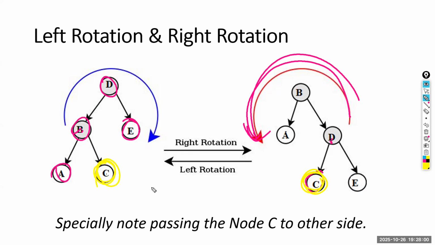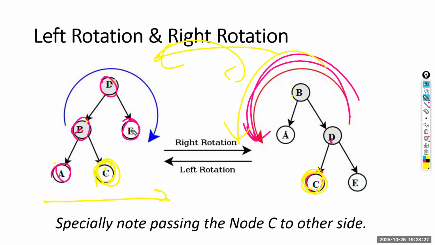Because remember earlier in this rotation, we passed this to this. Now we are taking it back, giving it back to this guy in the reverse process. So you can see this C is going from B to D, and again you are getting D to B, because this is the reverse process. And again, sorting order is preserved, right? A, B, C, D, E.